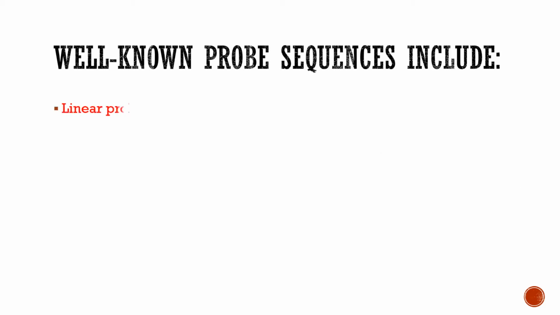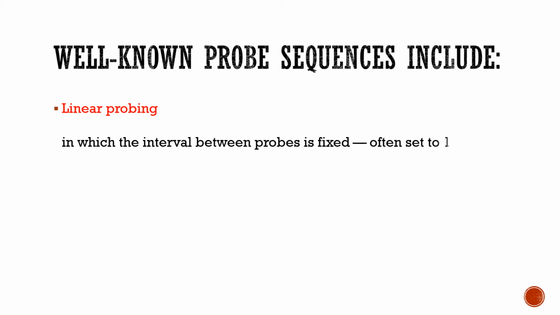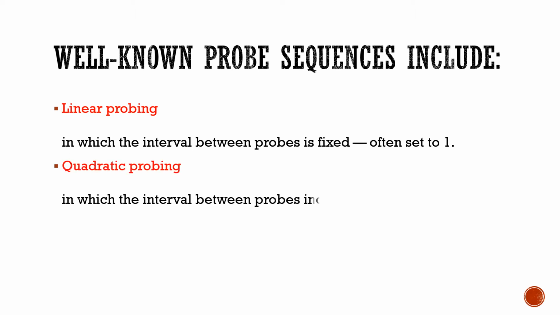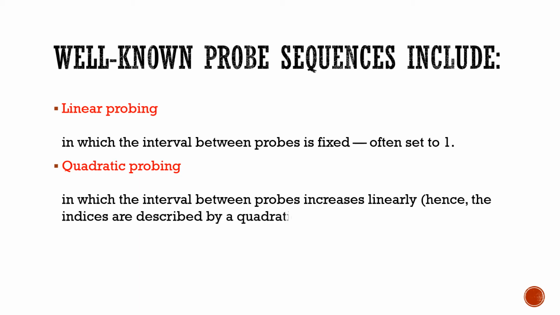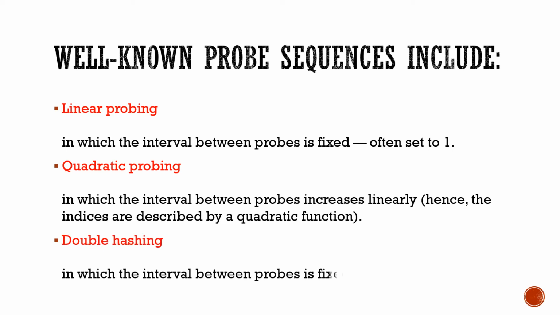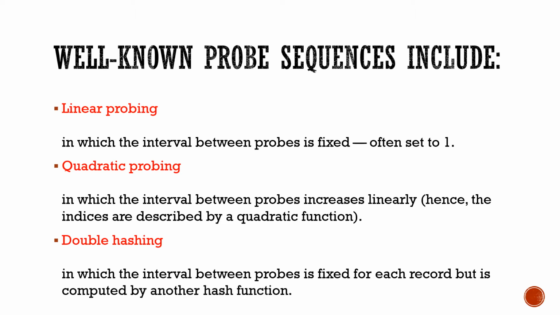Well-known probe sequences include linear probing, in which the interval between probes is fixed, often set to 1. Quadratic probing, in which the interval between probes increases linearly, hence the indices are described by a quadratic function. Double hashing, in which the interval between probes is fixed for each record but it's computed by another hash function.